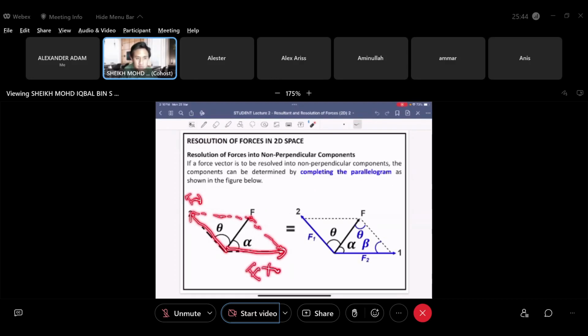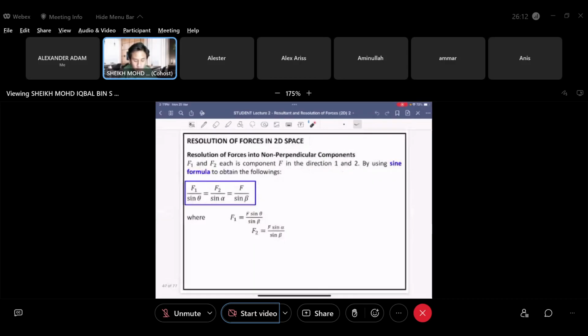Remember, resolving means that we are breaking down the resultant force into a force in the y direction and in the x direction, because we are still in 2D, right? So this will translate into this. We have one resultant force here. Once we have resolved it, we have force 1 and force 2 here. Okay. Now, how do we solve it when it's in non-perpendicular components?